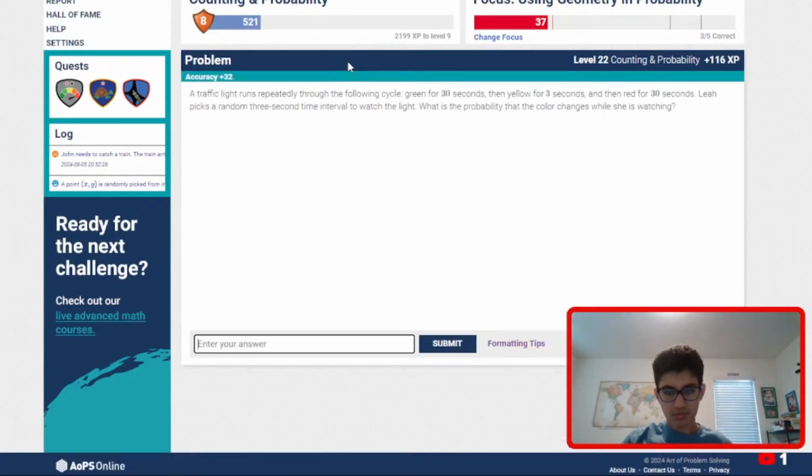Hmm, fine. Now this is something I've never seen before. Green for 30 seconds, then yellow, then red. What is the probability that the color changes while she's watching?